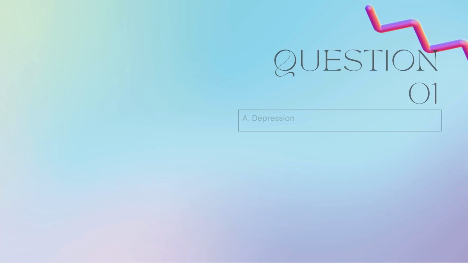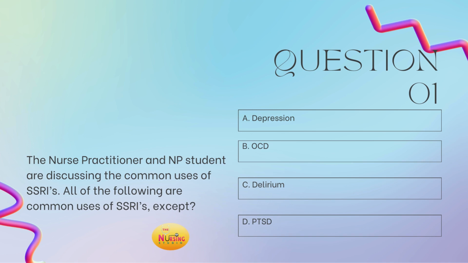All right, you guys, with that being said, let's get into question number 1 for today. Question number 1 states, the nurse practitioner and NP student are discussing the common uses of SSRIs. All of the following are common uses of SSRIs except, is it A, depression, B, OCD, C, delirium, or D, PTSD? Take a moment and tell me what you got in the comments, you guys.